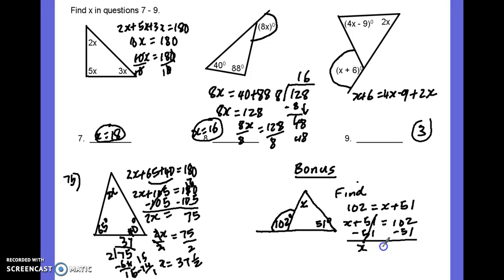You get x equal to 2 take away 1 is 1. And then borrow 1 from here. 10 take away 5 is 5. So x would be 51. That would make sense, because if x is 51, then 51 for x plus 51 is equal to 102.